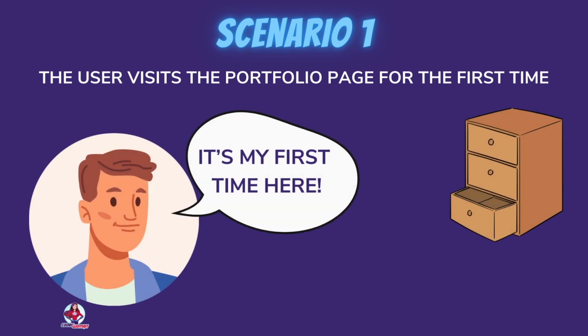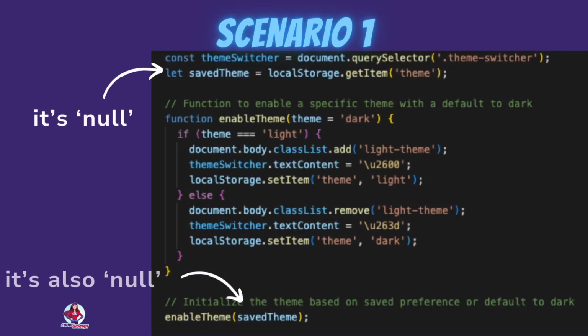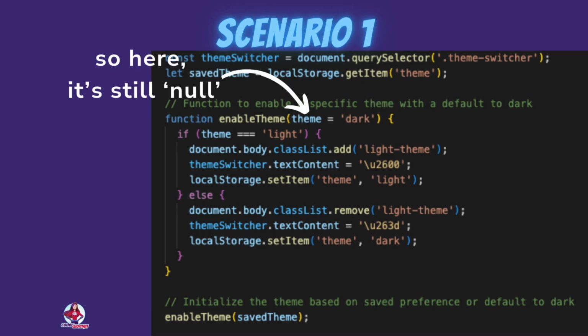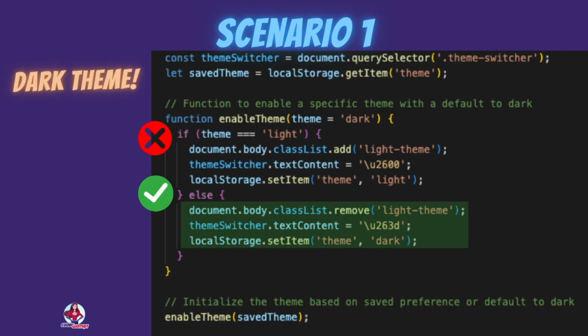In the first scenario, the user visits our portfolio page for the first time. We don't yet have any information about their preferences in memory. The saved theme variable will be null because there is no saved choice in local storage. In this case, the enable theme function runs because we called it. It will be the default argument in this case. Inside the function, we check if the theme is light. So dark is not light, and we'll enable the dark theme, right? And that's good because it's our default mode.